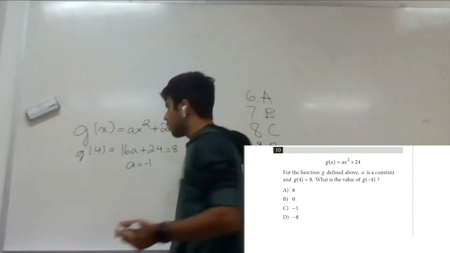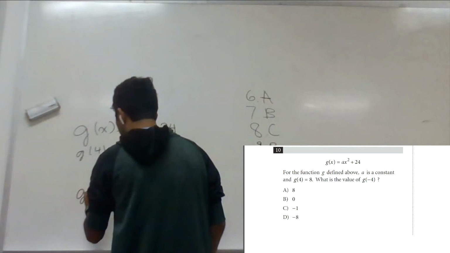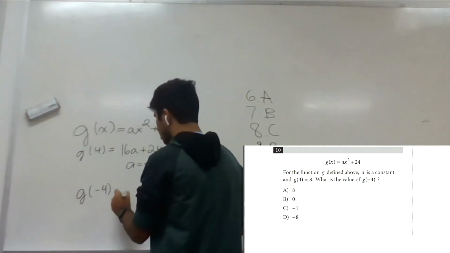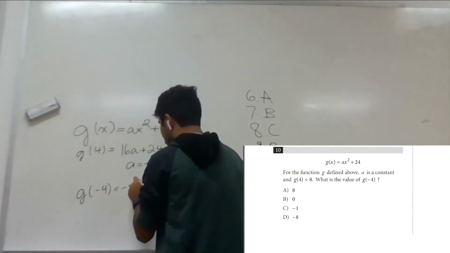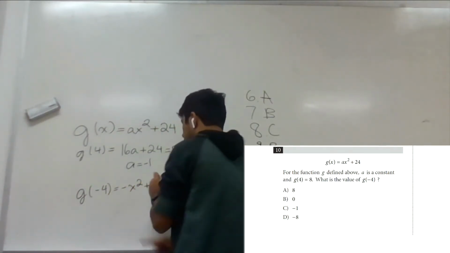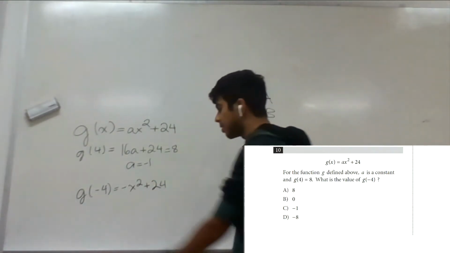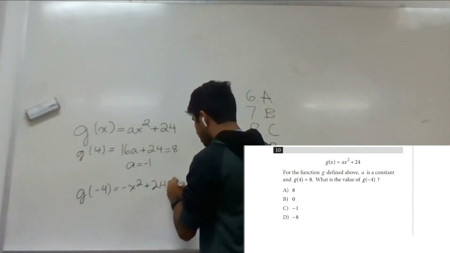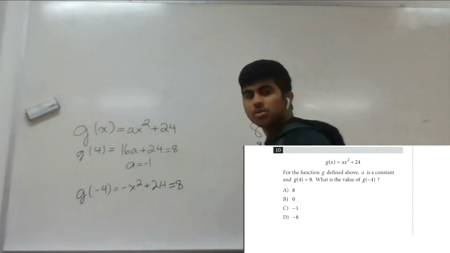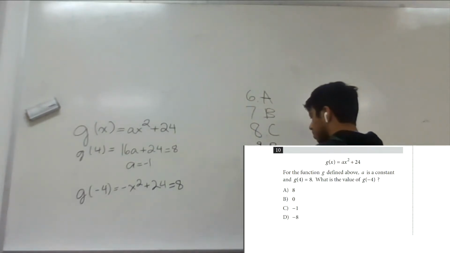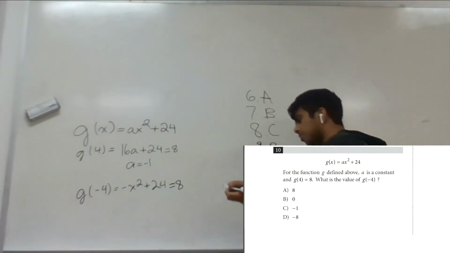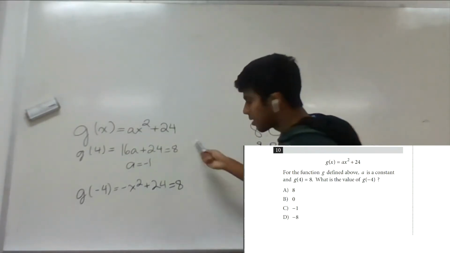Right, and then if you plug in g of negative 4, with a as negative 1, that's going to be negative x squared plus 24. Negative 4 squared is going to be 16. Negative 16 plus 24 is 8. 8 is choice A. And of course, you might notice that this is the exact same as that.